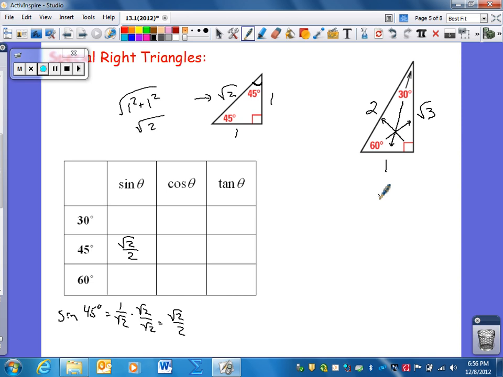So now if we go through and actually do the sine of 30, I'm looking at the top angle. Sine of 30 is opposite over hypotenuse. That's 1 over 2. And then if I do sine of 60, now I'm looking at the bottom angle. Sine of 60 is root 3 over 2.